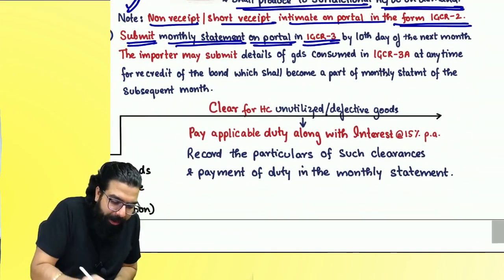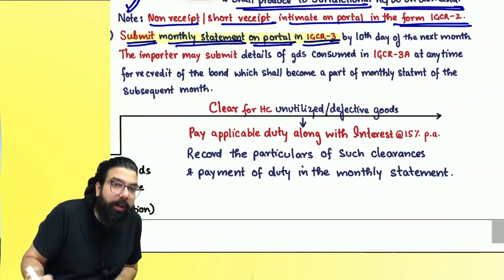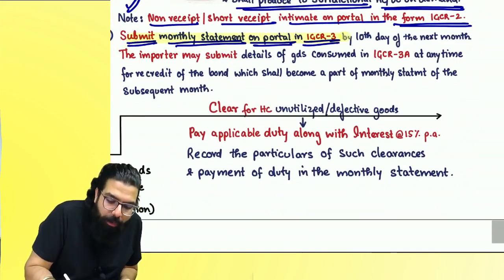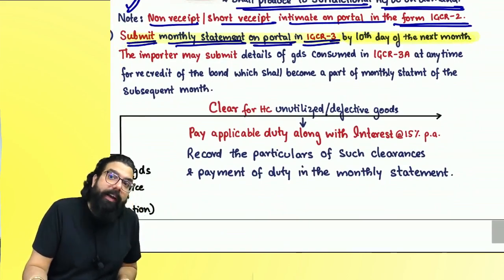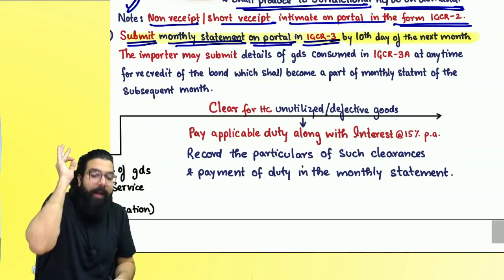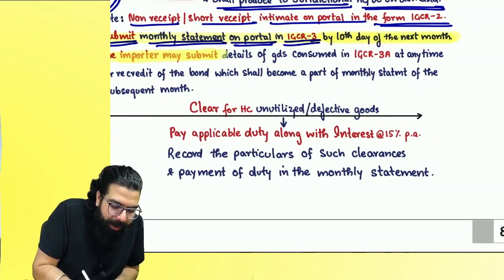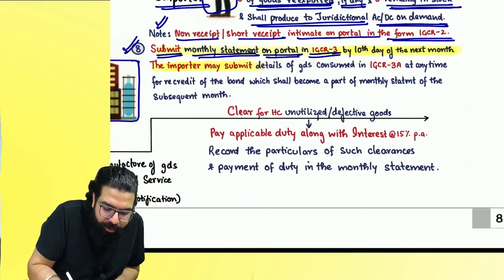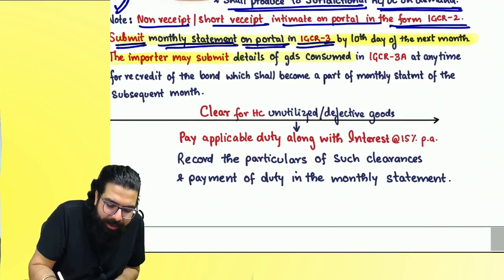Everyone, you have to submit one monthly statement on the portal IGCR 3 by what date? 10th of the next month. So every month you have to submit this statement, and the importer may submit the details of the goods consumed in IGCR 3 anytime.